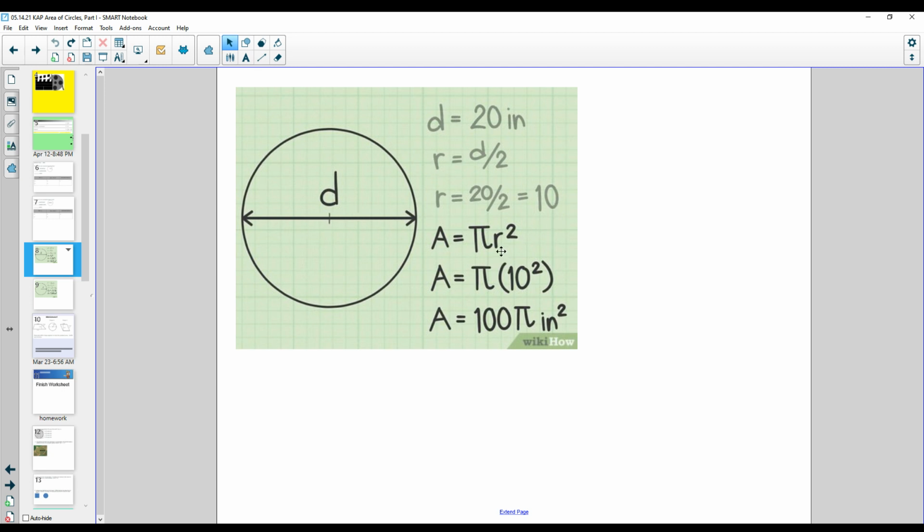So how do you say 10 squared as a multiplication problem? 10 times 10 is 100. 100 pi, or 100 times 3, or 100 times 3.14, which is 314 square inches.